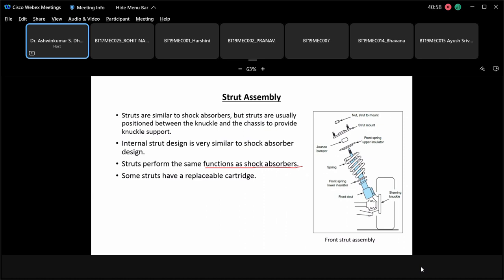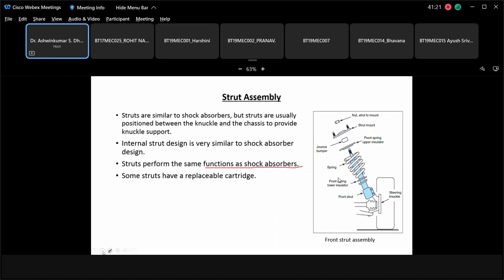It should not happen that there is fluttering of the spring. Fluttering means after the compression and expansion, it should not further oscillate. To avoid that, because if it oscillates, the valve seat will break because of the constant fatigue load. It is just like hammering. Okay, some struts have a replaceable cartridge.